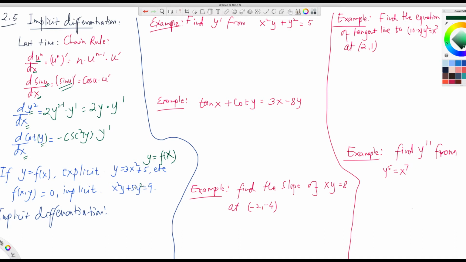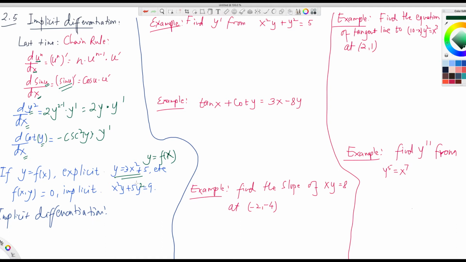So suppose there is something like x squared y plus 5y squared equals 9. So it is not solved for y as in the previous case, right? So this is called implicit. X and y mixed together, it is not solved for y. So how do I find the derivative of an implicit function? Meaning that if x and y are mixed together, how do I find the derivative?